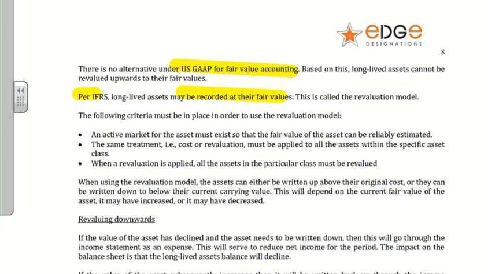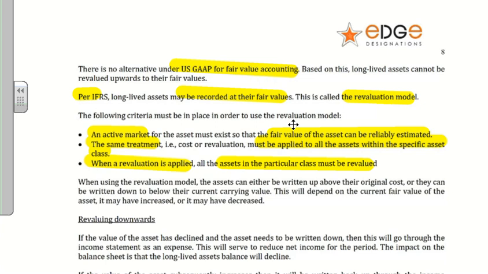IFRS does allow long-lived assets to be recorded at their fair value, and we call that the revaluation model. In order to be able to revalue to the value that you would like to revalue to, you need an active market for the asset. The fair value of the asset then can be reliably estimated. The same treatment must be applied for all assets within that group. You can't say half of the properties, we'll keep them at cost, and the other half we'll decide, are we going to revalue those? That, of course, you can't do. You've got to be consistent across the board. When a revaluation is applied, all the assets within that class must be revalued.